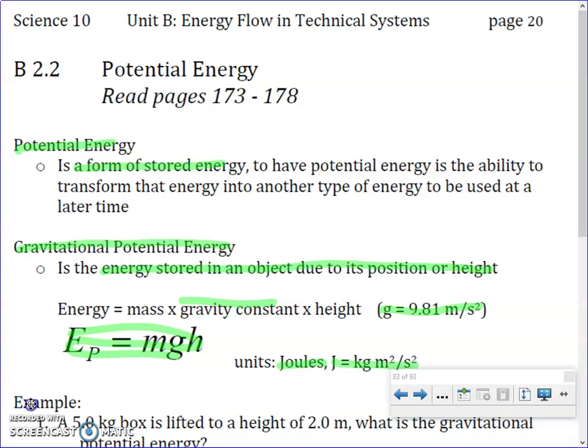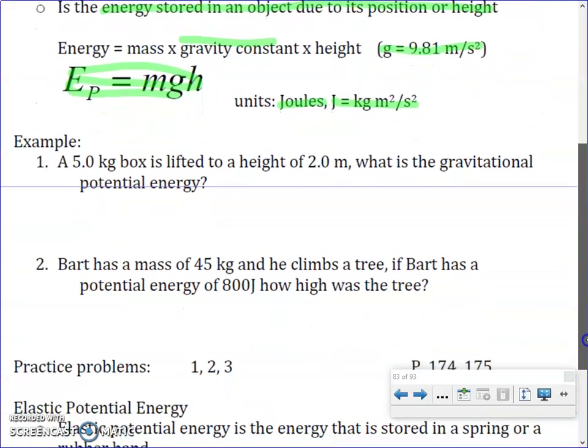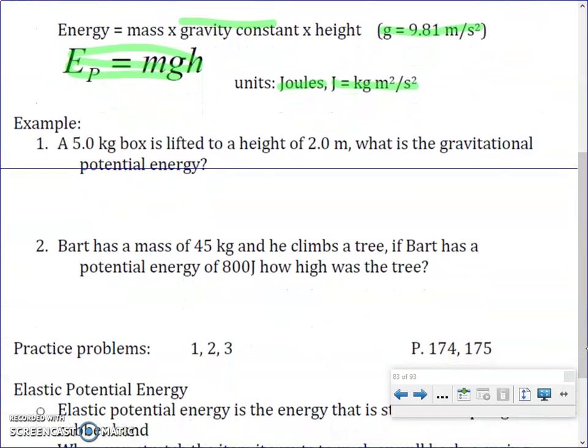So here's an example or two to follow. A 5.0 kilogram box is lifted to a height of 2 meters. What's the gravitational potential energy? Okay, so back in B1.4, we learned that we could find that by finding the work done as the force due to gravity times the distance. And so we could do the following. The force due to gravity is m times g times d.